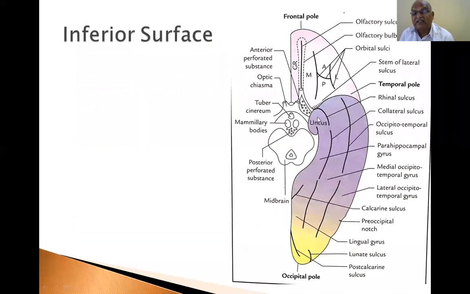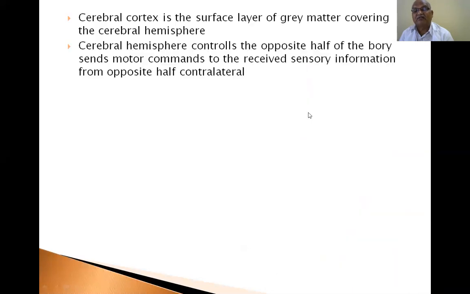This is the rhinal sulcus. This is the uncus. So, the hippocampus. This is called the parahippocampal gyrus. The hippocampal gyrus is present here. Approximately, this is the hippocampal area. This one and this one is the oldest part, the archicortex.